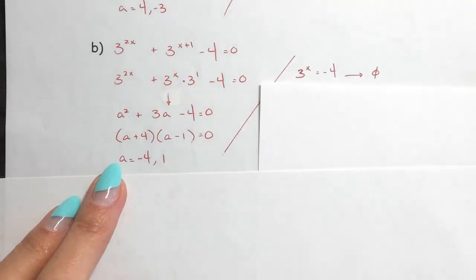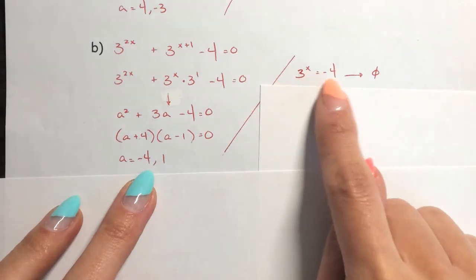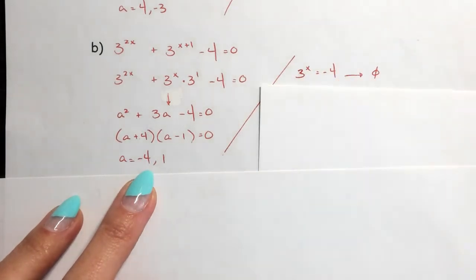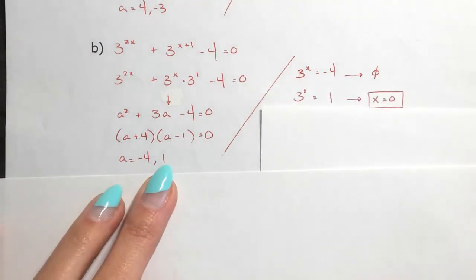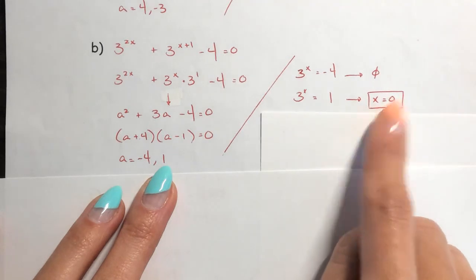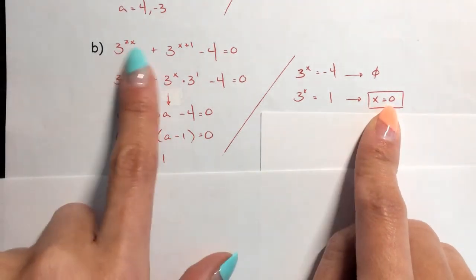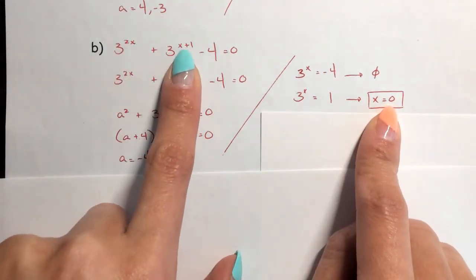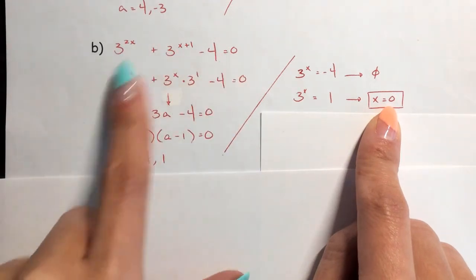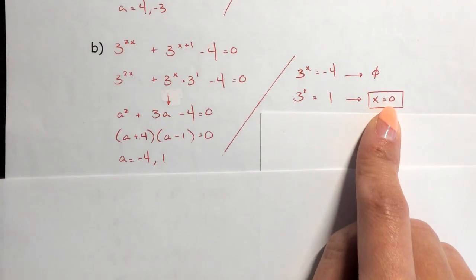So we're going to start with that first one, the -4. 3 to the x equals -4. Doesn't work. We can't do that. X does not exist. Okay, what about the 1? 3 to the x equals 1. Oh, x would have to be 0. Okay, so that's our only answer. So if this was a 0 and a 0, you would get 1 plus 3 minus 4 equals, yeah, 1 plus 3 is 4. 4 minus 4 is 0.